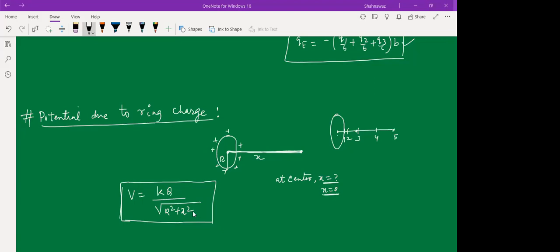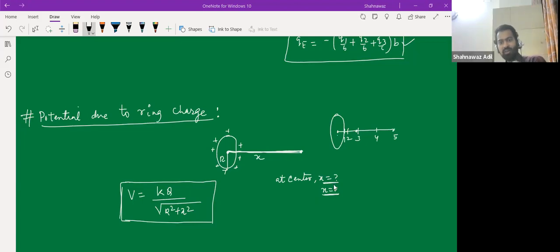Yeah. So let's say this is some ring, and we are calculating the potential at this point. This distance is the x distance. Now what you do is shrink this distance, so you come to the center of the ring. Let's say you have a bangle, and this is the center. At center, what would be the x distance? The x distance would be zero, right? Is that understood?